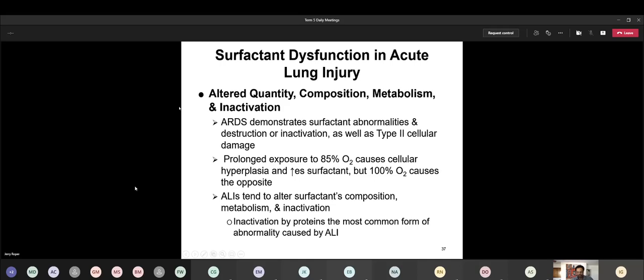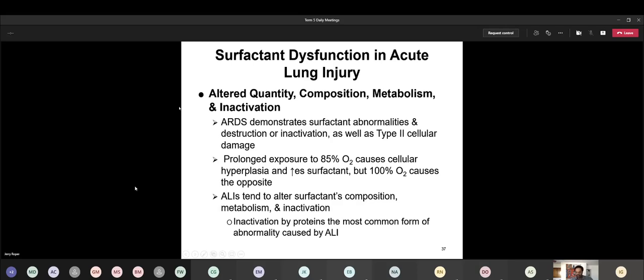The second bullet point was one of the studies they were talking about, where they found that giving a patient 85% O2 benefited them and meant there was a little more surfactant being produced. But in the other subjects, when they were given 100% O2, that pretty much destroyed the surfactant.